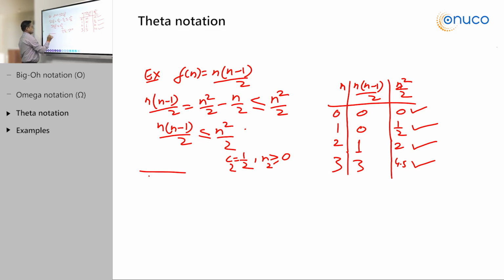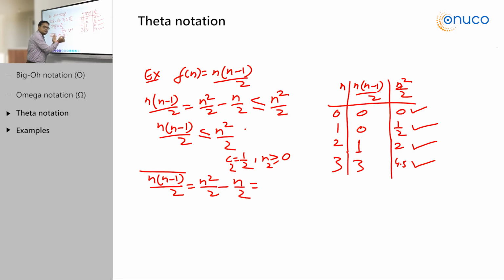Now the second part, n into n minus 1 divided by 2. Can we simplify it? Yes, n square by 2 minus n by 2. Now our tendency is to make this parameter greater than or equal to the right-hand side parameter. So our logic is, if you are subtracting 1 unit of n by 2 from this, it is n square by 2 minus n by 2, that is n into n minus 1 by 2.